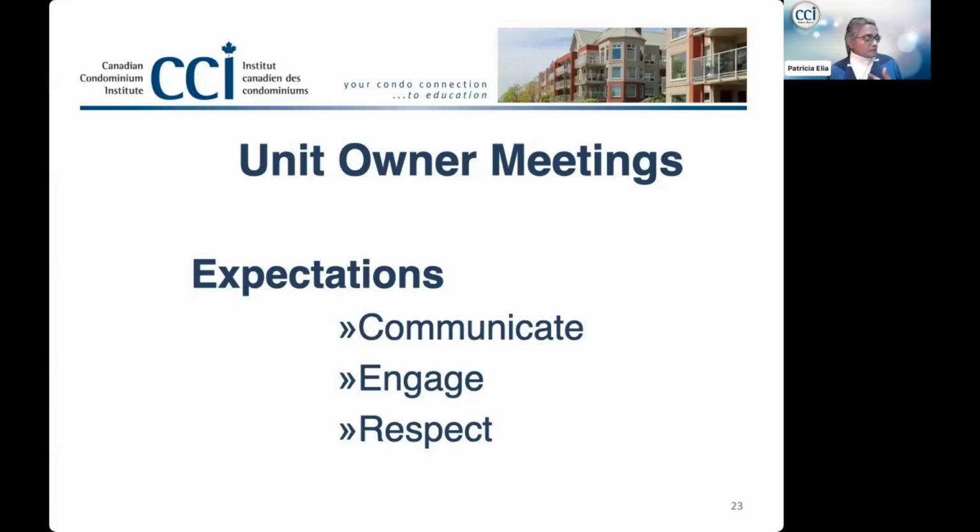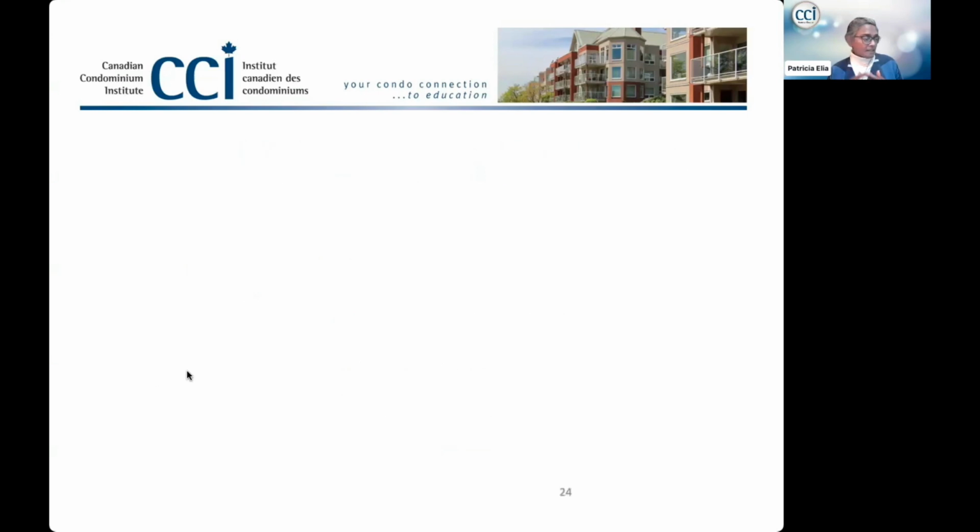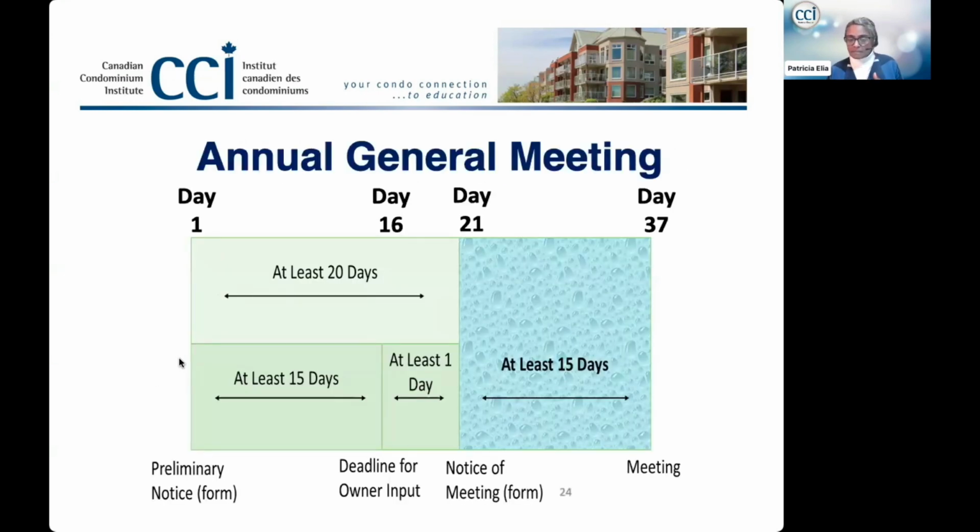With respect to the annual general meeting, and if we could have the next slide, it's really important to get the timing right. With the changes to the Act in 2017, what came about was the pre-notice or preliminary notice component. You need at least 20 days before you have to send out the notice, you have to send out the pre-notice for the annual general meeting. And you have to give a time frame for unit owners to respond to the content of the prelim notice.